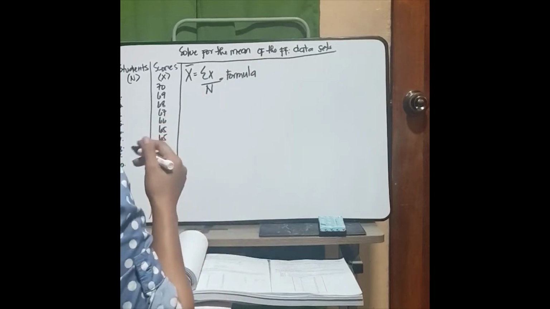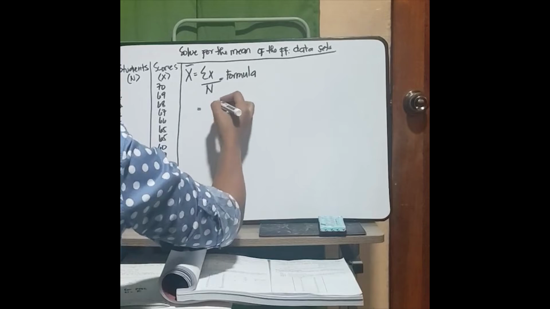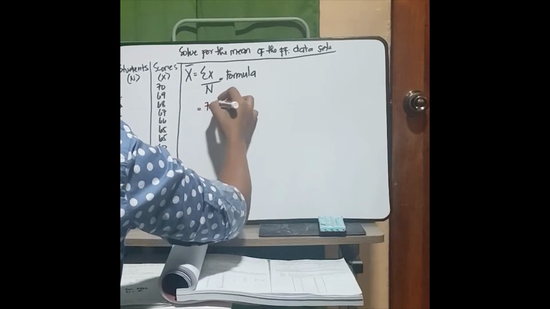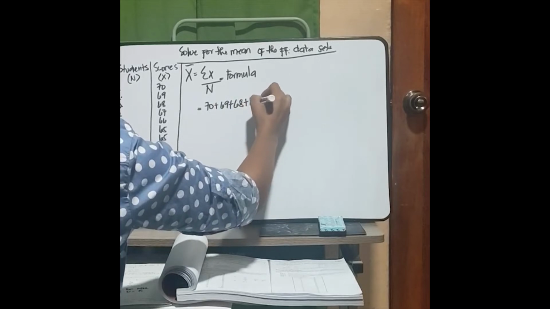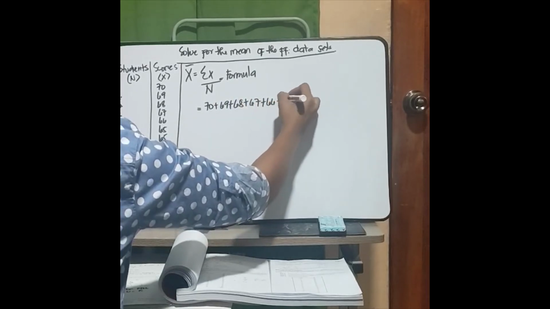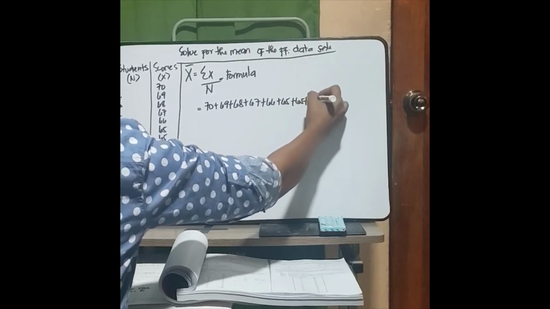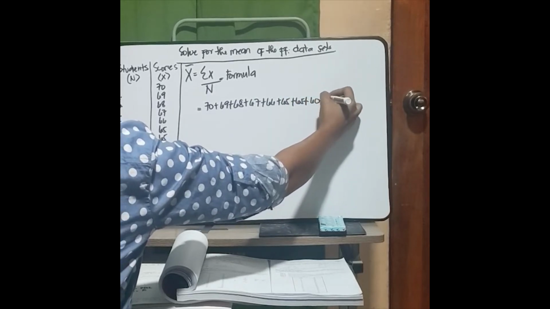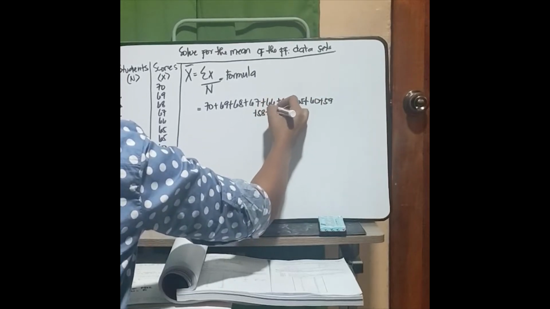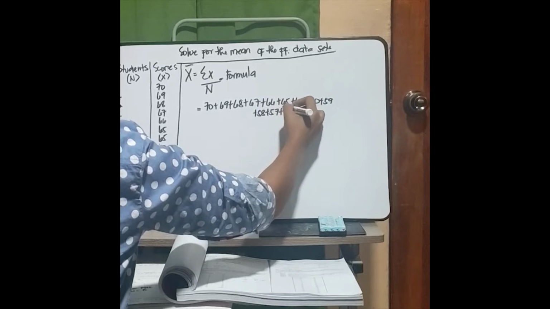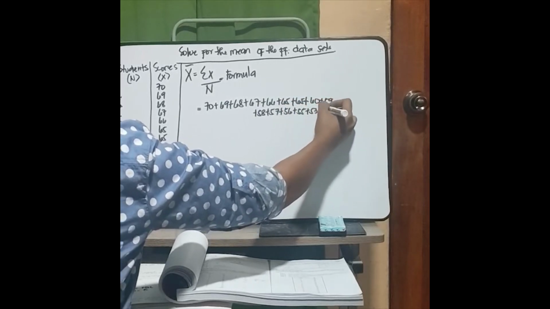So first, what we're going to do is to add all the scores of the students. So we have 70, 69, 68, 67, 66, 65, 65, plus 60, plus 59, plus 58, plus 57, plus 56, plus 55, plus 53, and plus 50.